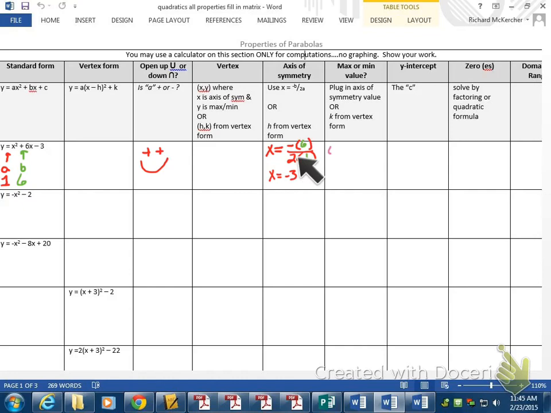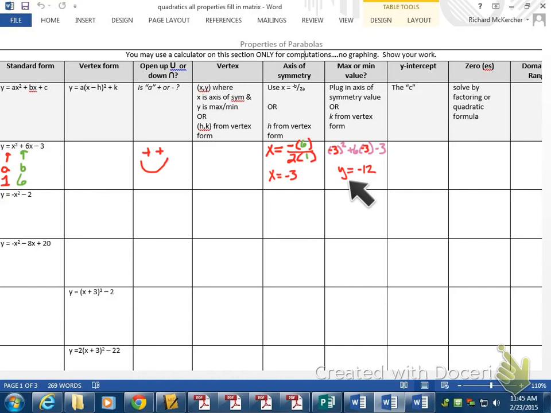Once you know the axis of symmetry, you can use that to help you find the vertex, or excuse me, the min or the max value. So I'm going to plug in the axis of symmetry value. I come over here, and I'm going to plug in that value, x equals negative 3. Alright, so here's my quadratic, x squared plus 6x minus 3. I plug in a negative 3. I carefully use my calculator or my computations to find out that y is negative 12.